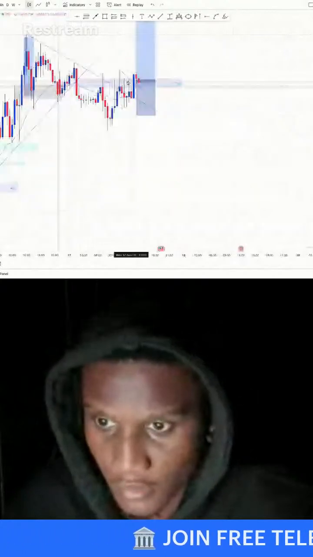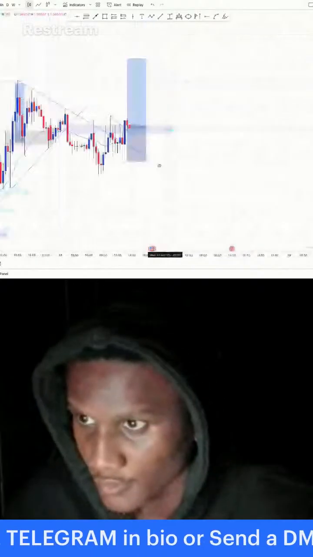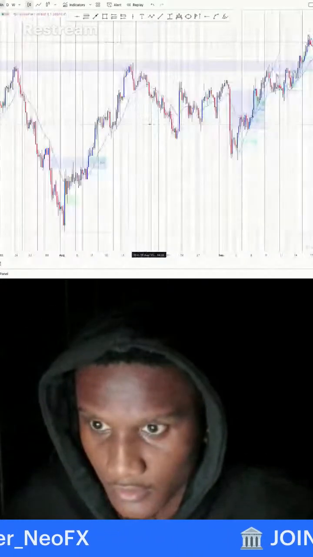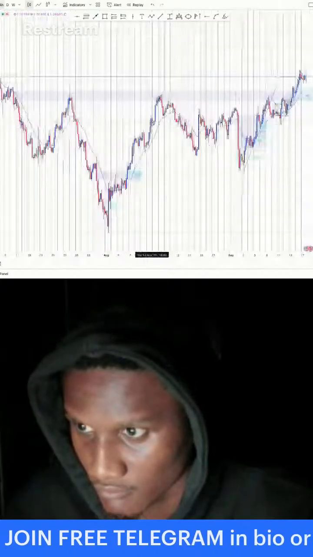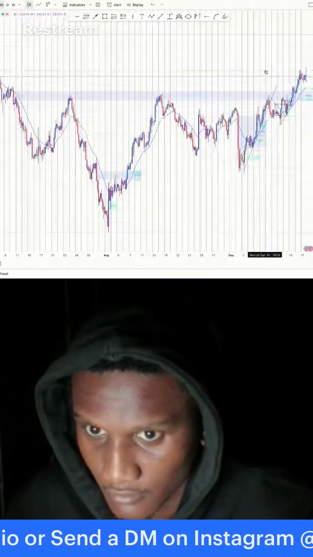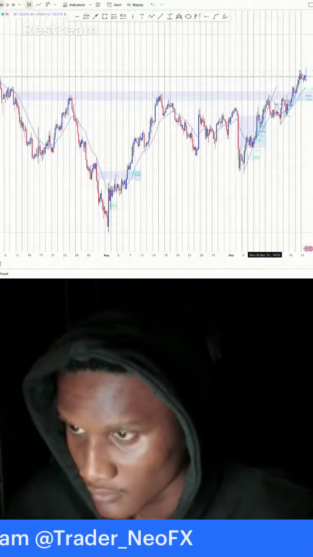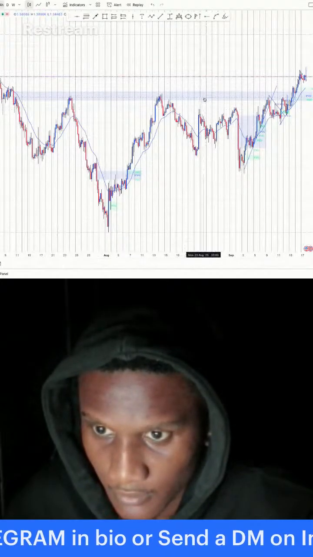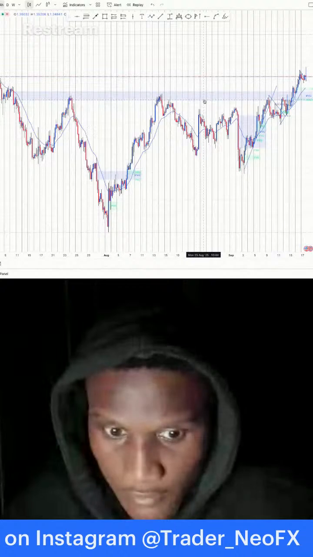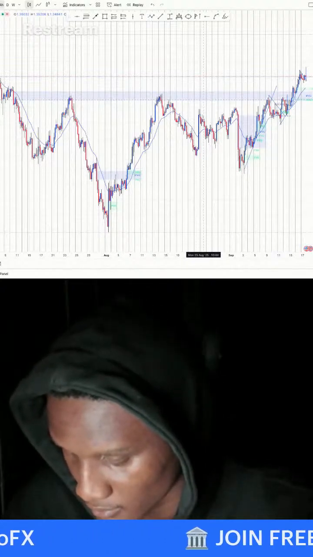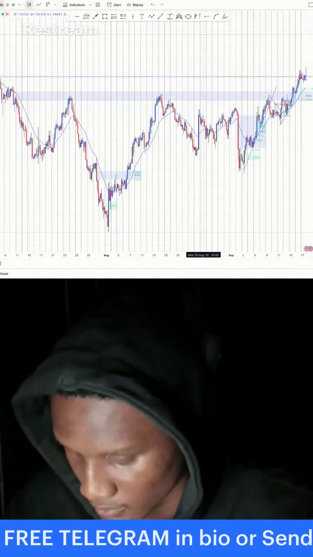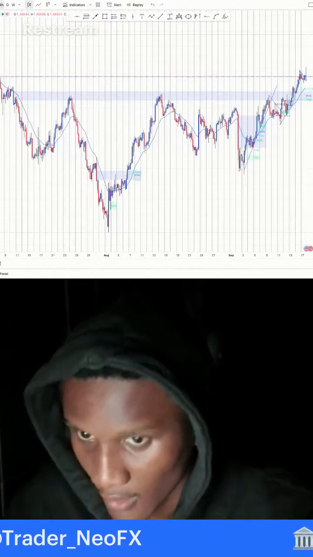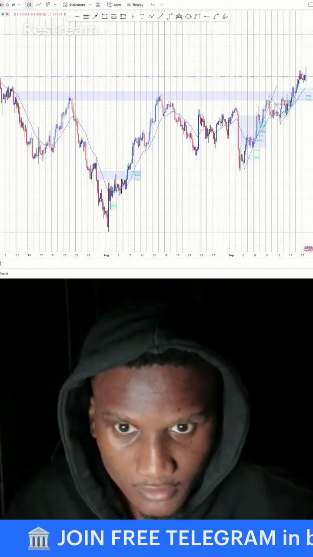Okay, so this is what we're looking at on GBPUSD. Let me see the 4-hour time frame also. Let's see what's going on on the H4. Still need to push higher. And my network has been really bad.